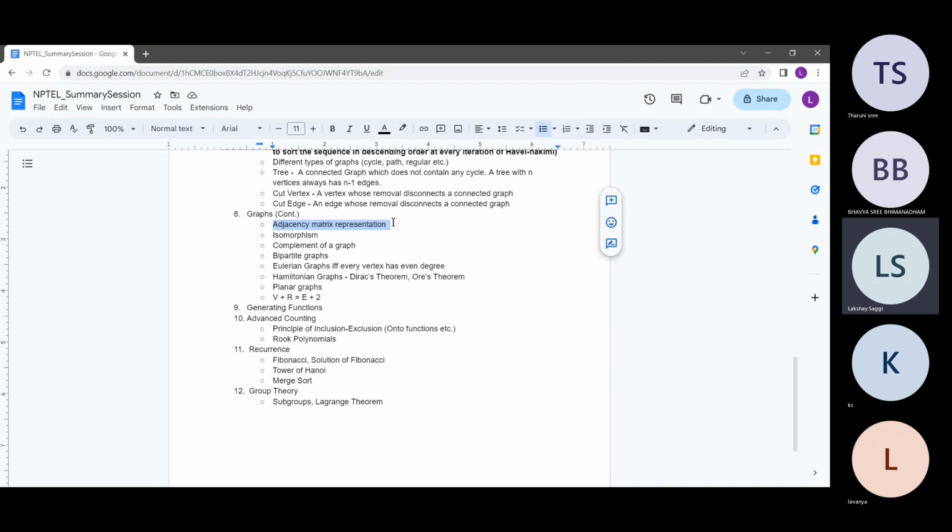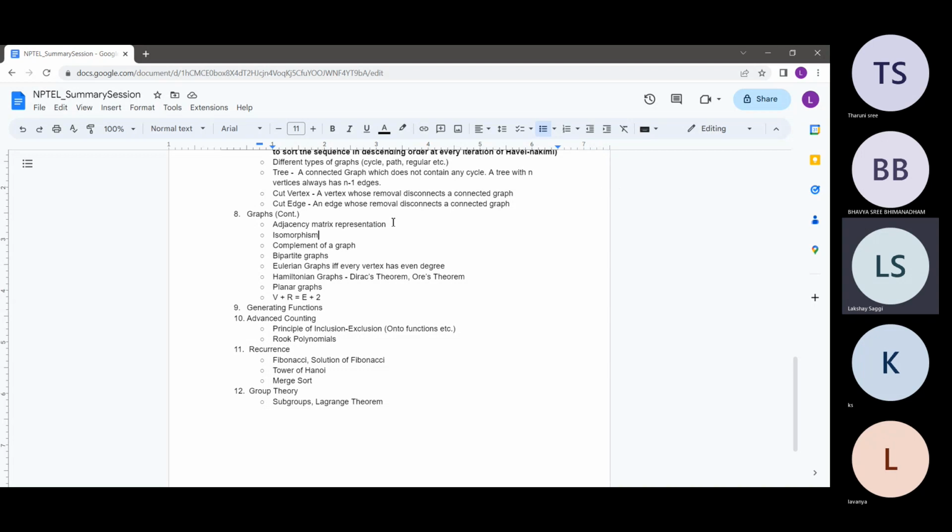So there's an adjacency matrix representation where we store the i, jth entry as 1 if there is an edge between the ith and jth vertex, and it is 0 if there is no edge between the ith and jth vertex. So that's what this adjacency matrix representation denotes. And then we studied the concept of isomorphism.